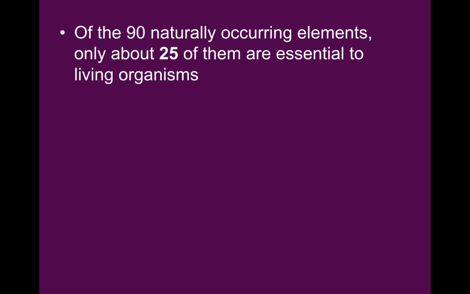All right, and so there are about 90 naturally occurring elements, and of those, only 25 of them, just 25, are essential to life. So just 25 of them are essential to life.